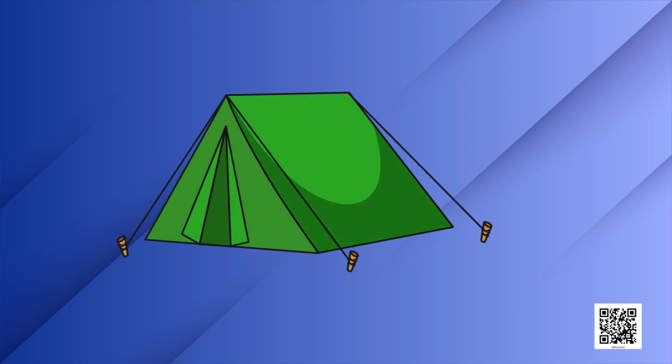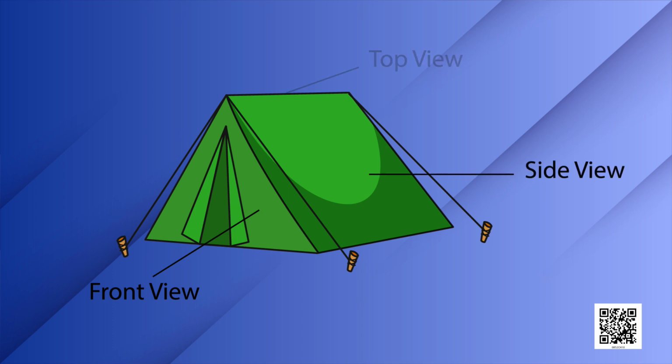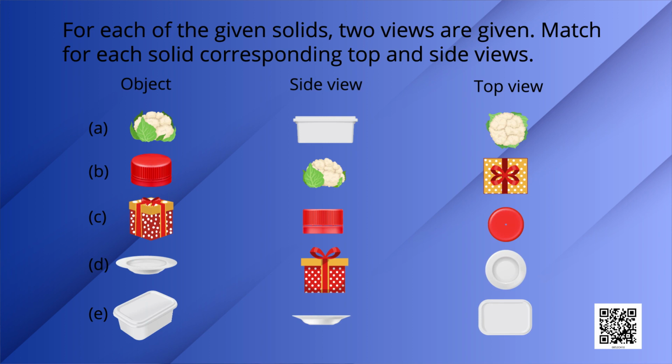Children, I have a work for you. This is a tent. Draw the front view, side view and top view of this tent in your notebook. Children, let us do a question. For each of the given solids, two views are given. Match for each solid corresponding top and side views.